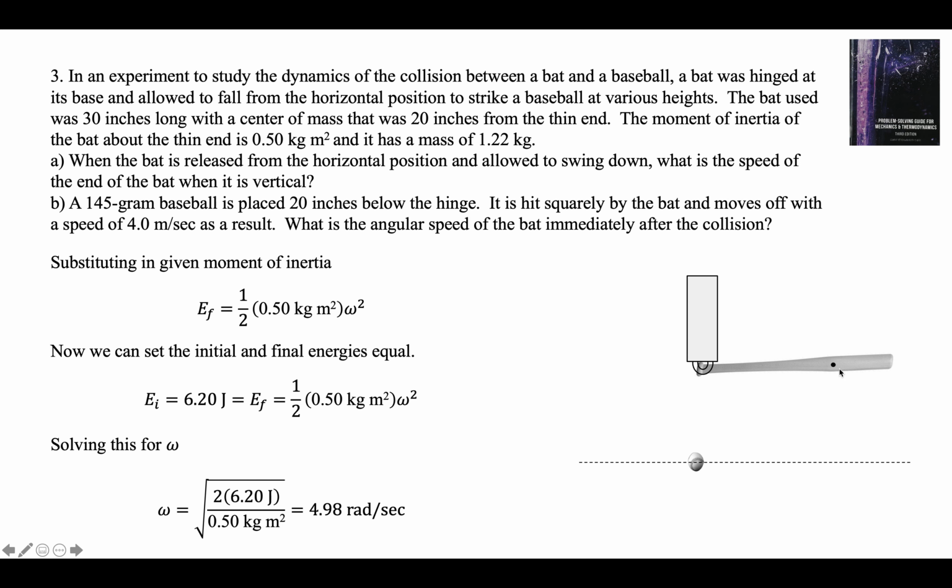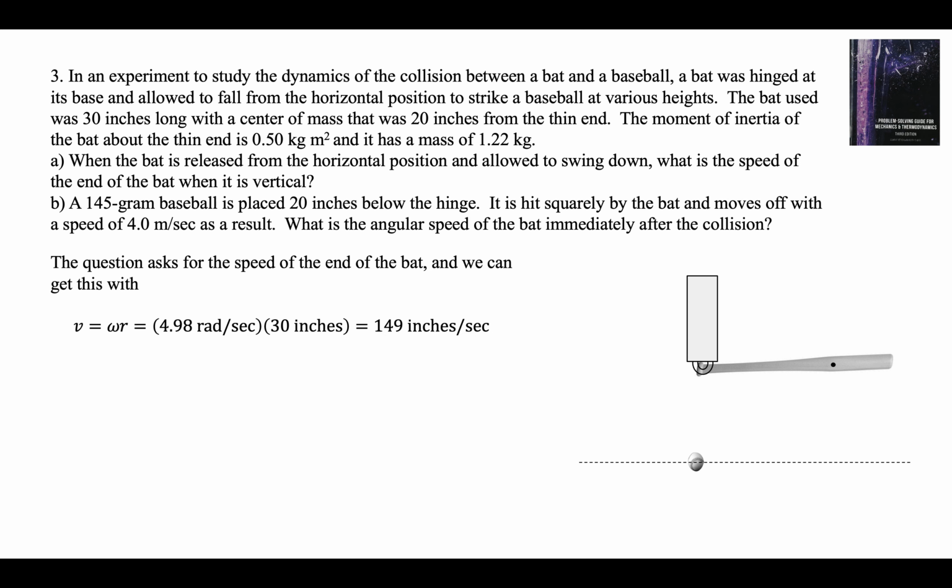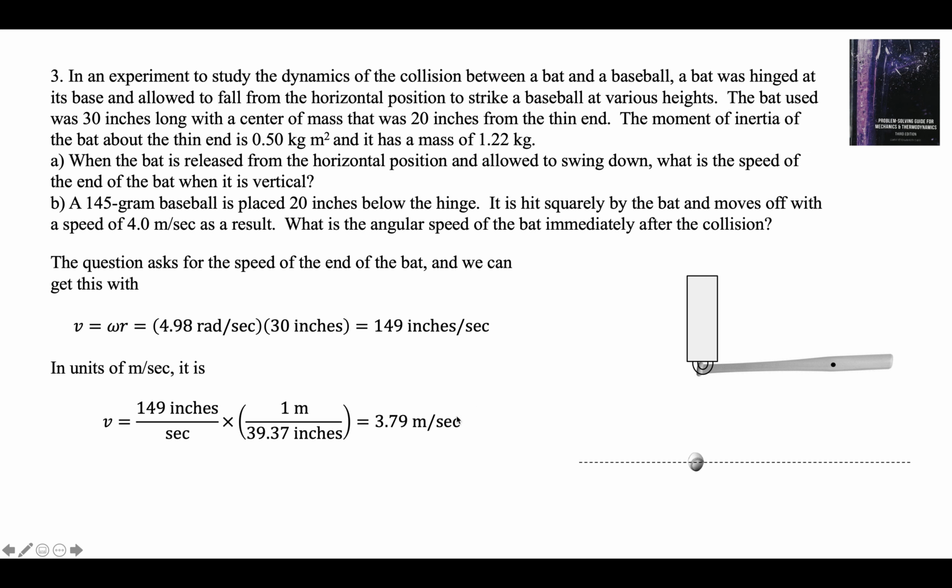Just before the bat hits the ball, the bat's rotating at about 5 radians per second. Question asks for the speed of the bat. We can get this with v equals omega r. And the end of the bat's 30 inches away. So we can calculate the speed is 149 inches per second. We can convert that to meters per second if you want. 3.79 meters per second. All right, now part B.